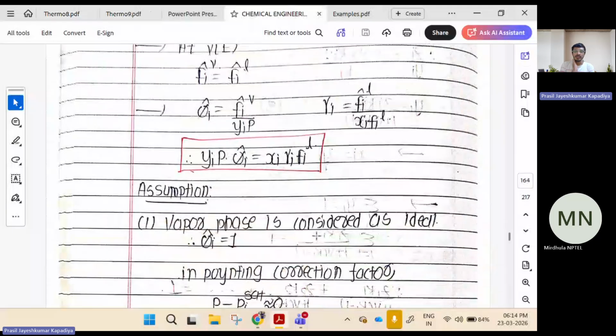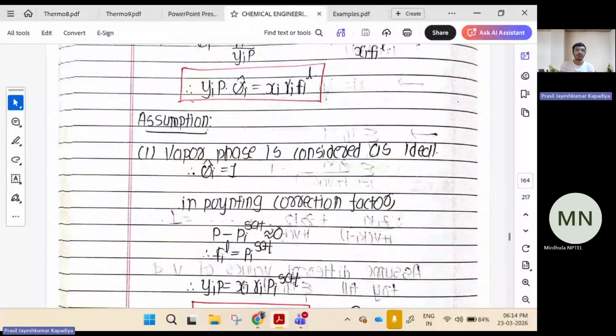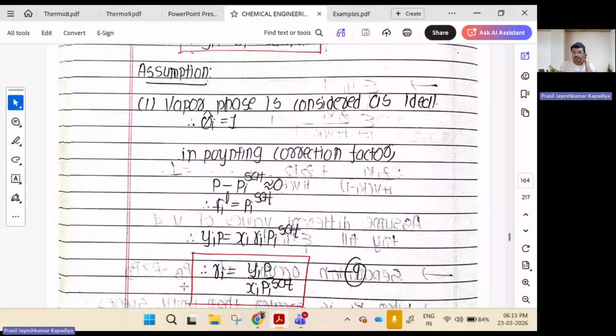Now, the vapor phase is generally considered ideal, so phi I cap will be equal to 1, and the Poynting correction factor, when we are dealing with low to moderate pressures, will also be 1. So we can replace FIL with PI set. We are left with our modified Raoult's law, that is Yi into P is equal to Xi into gamma into Pi set. So we have one additional term, that is the activity coefficient.